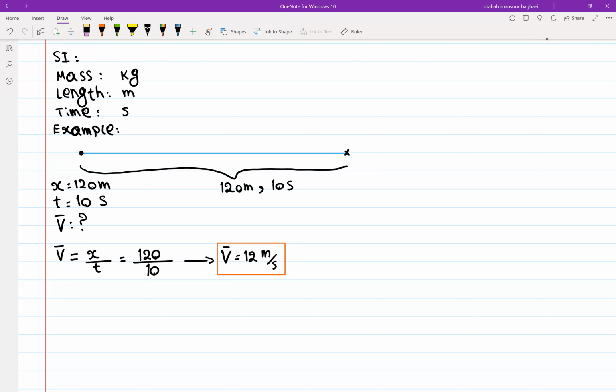I want to emphasize this value, 12 meters per second. It is used only for the whole motion. Maybe it's not valid for each second. And we don't care about the time interval. We should focus on the whole movement of the particle here. Next example.